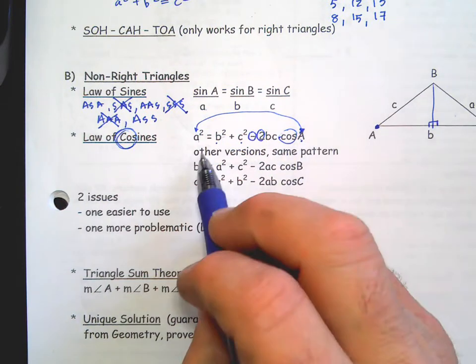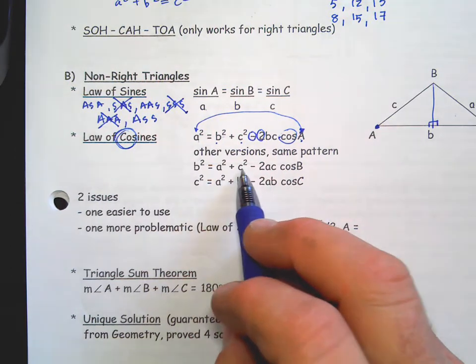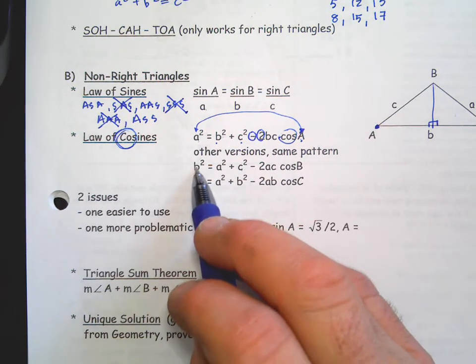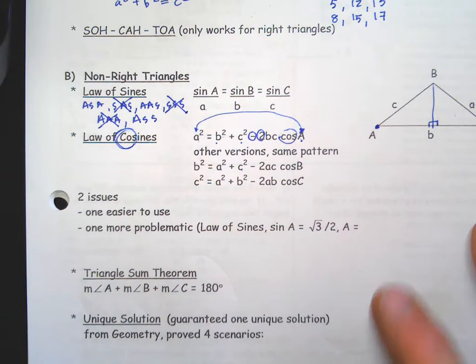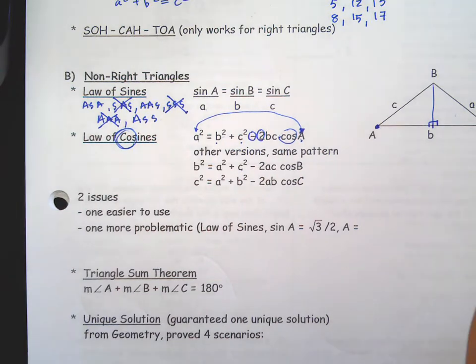Now, the other versions are the same pattern: b squared equals a squared plus c squared minus 2ac cosine of b, the angle across from this one. So really, it's one pattern. I would not memorize three of these formulas. I'd memorize one pattern, okay? Because they all follow that pattern.